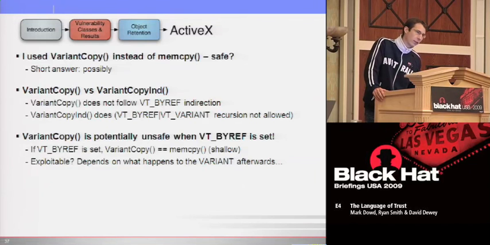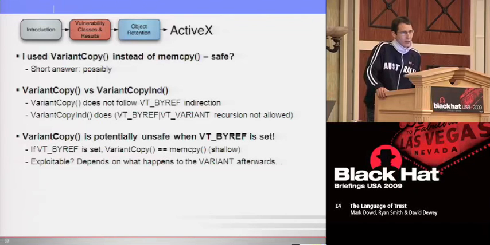There's variant copy, which copies an absolute value. If you've got a COM object in the variant, it will retain a reference to it, etc. But it does not copy things that have VT byref set. If you use variant copy IND, which stands for indirect, it will actually follow a byref modifier if it's there, and it will make a copy of the destination object.